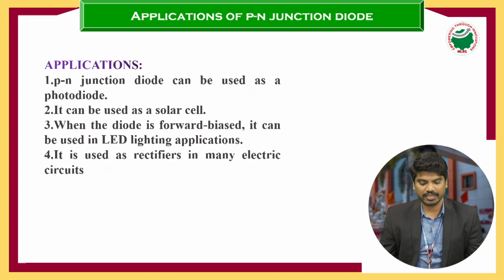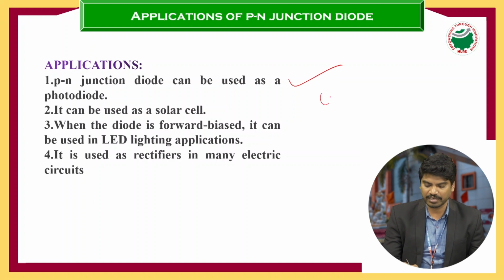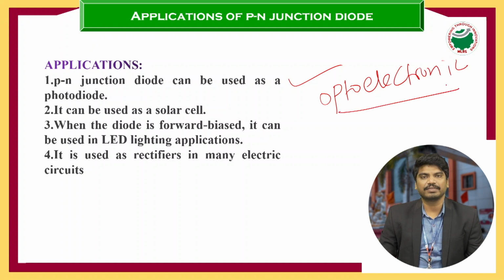Then let us go to the applications of semiconductors. Okay, semiconductor diode. This semiconductor diode is widely used in photodiodes, or we can also simply use another word, optoelectronic devices. Optoelectronic devices means devices which convert optical energy into electrical energy, or electrical energy into optical energy. For all these types of devices, the major device is the PN junction diode.